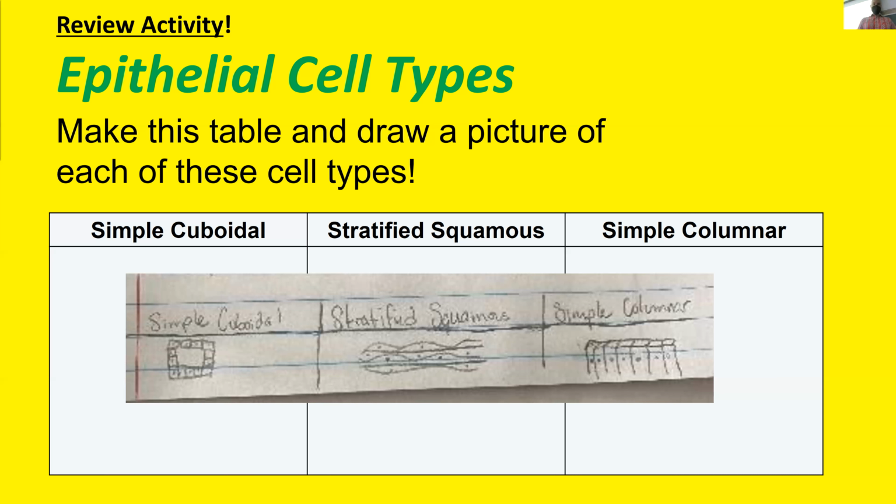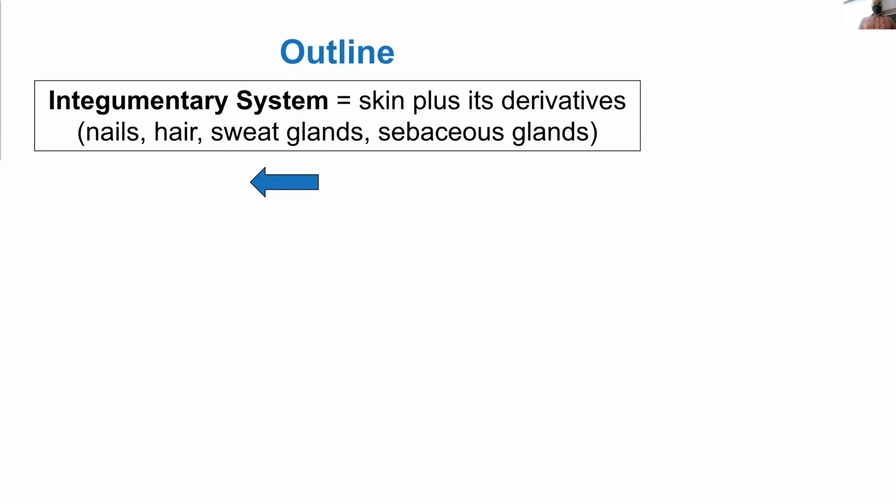Okay, so let's talk about the integumentary system. When I say the integumentary system, I'm referring to the skin plus all of the stuff associated with the skin, including your nails, your hair, your sweat glands, and your sebaceous glands.